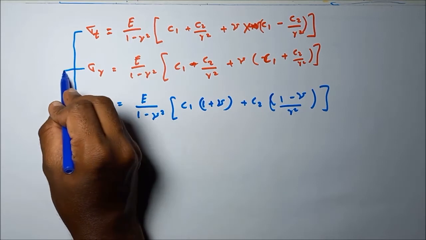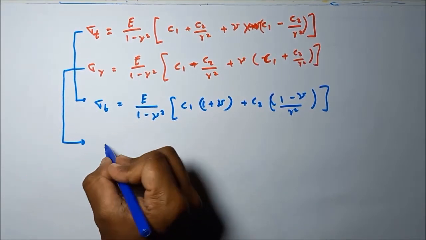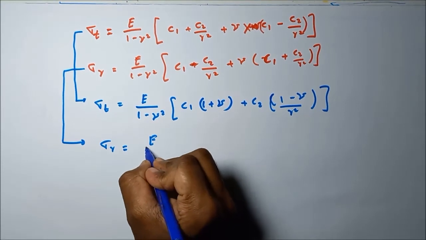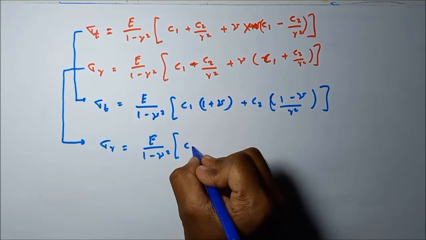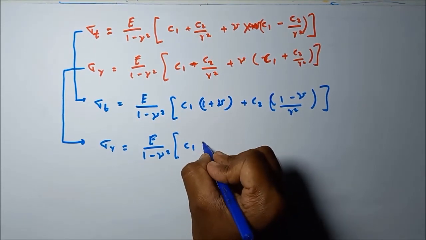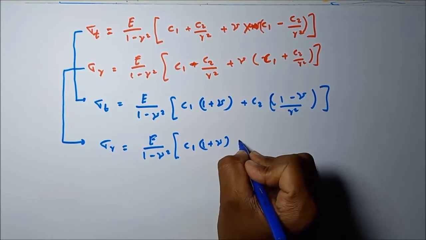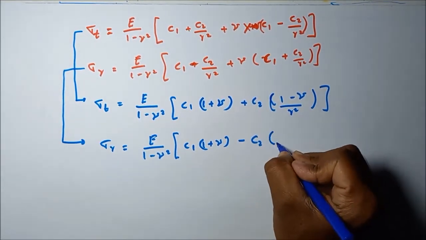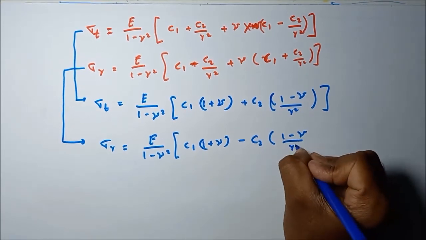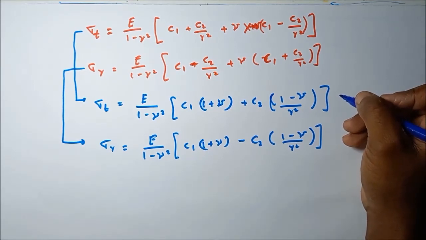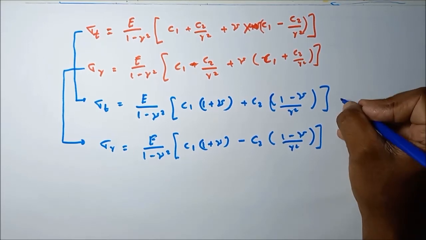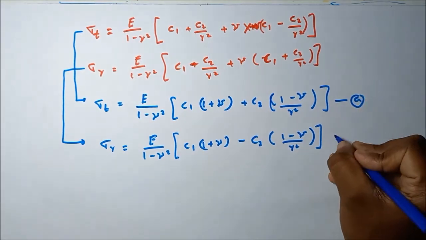Then again, sigma R we can rearrange. Sigma R is equal to E divided by 1 minus nu square, C1 (1 plus nu) minus C2 (1 minus nu) into R square. Just take this equation as equation 6, 7. Just take this equation as equation simple A, equation simple B.